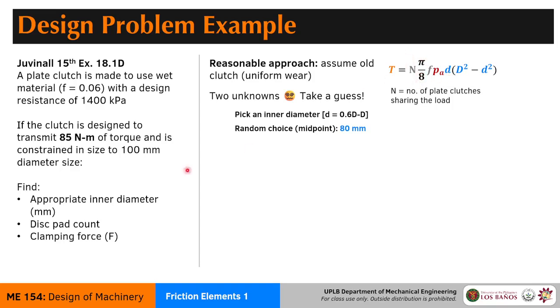We only have one unknown, the number of plate clutches. And what you'll end up with is this value, 8.94. But again, we need the clutch pad count to be even because our clutch pads are usually double-sided. The clutch itself, the plates are double-sided. So we round up, we use 10.